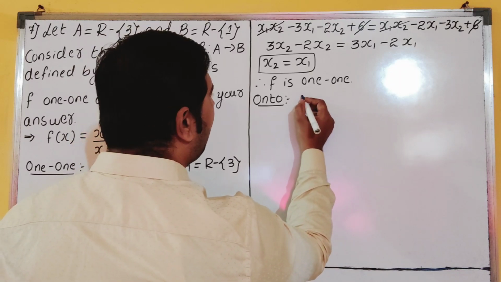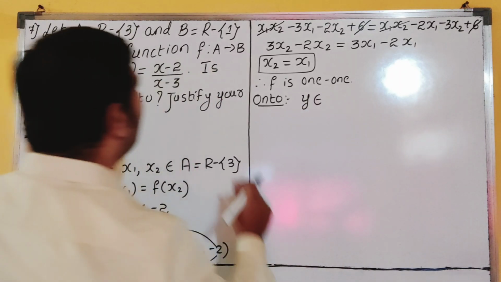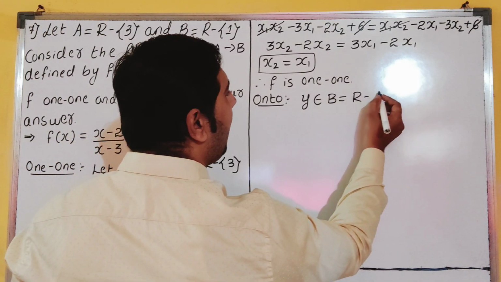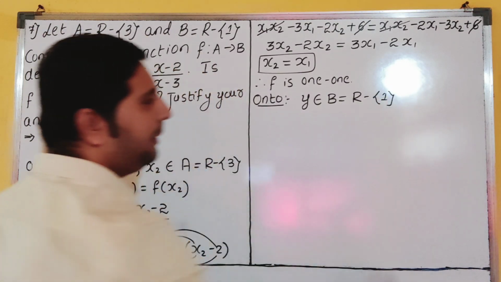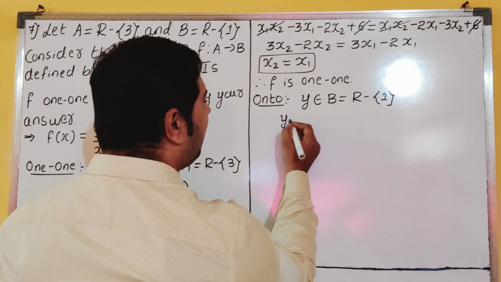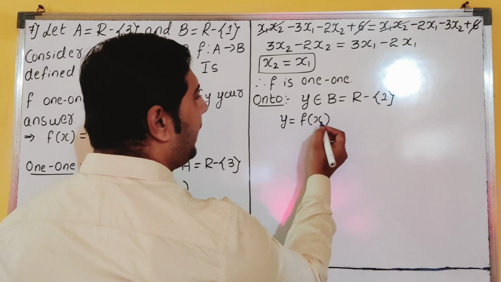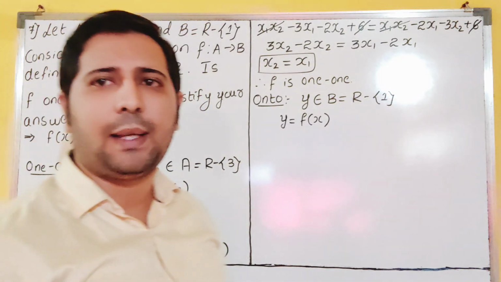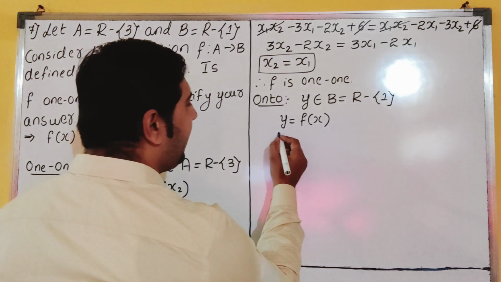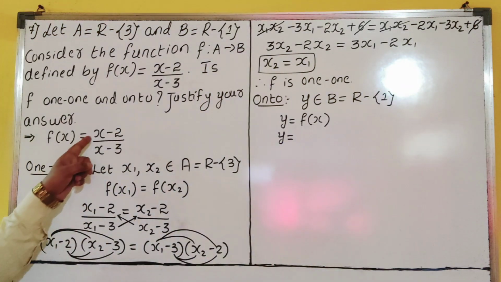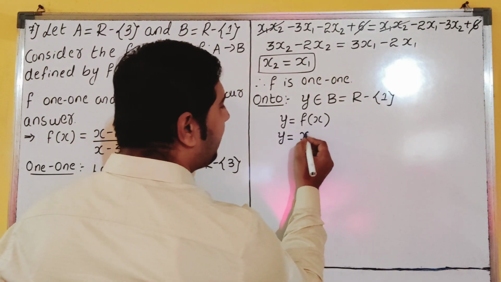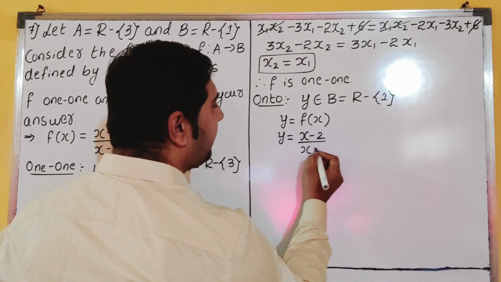Let y belong to b, dear students. B is nothing but R minus 1. Will you agree? So y is nothing but f of x. Everyone knows this. In previous videos we have discussed such sums. Y is equal to f of x. What is f of x? F of x is x minus 2 divided by x minus 3.